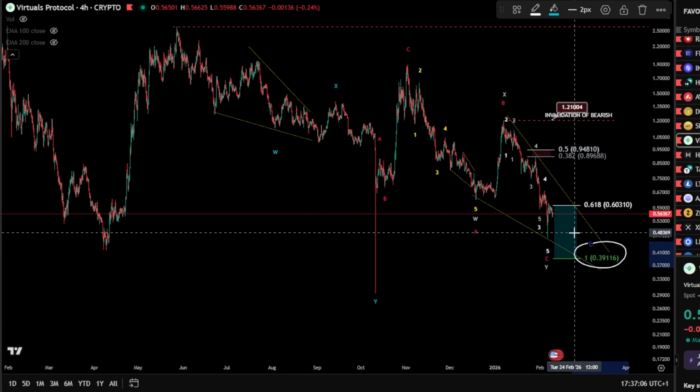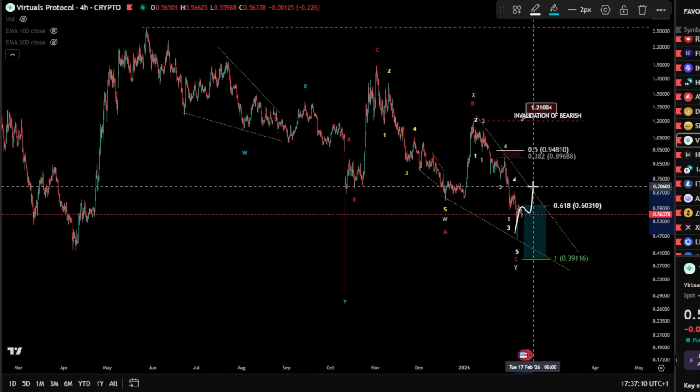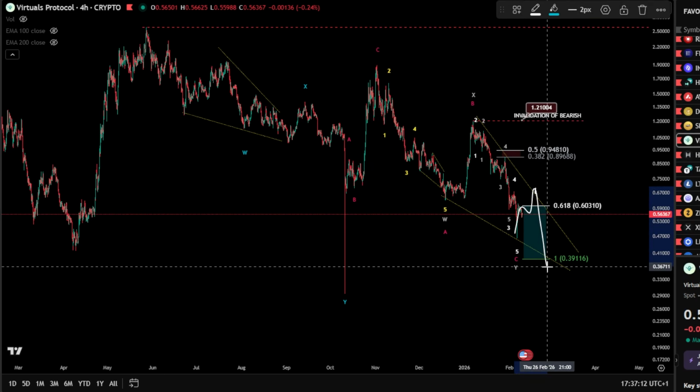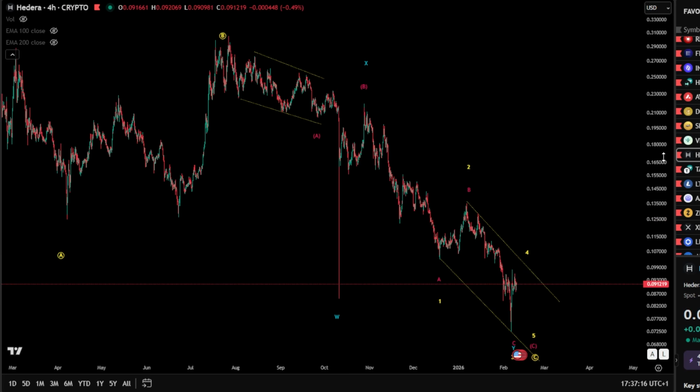0.40 is to be watched, of course. And I'm expecting a little bit of a push toward the upside in a wave 4 in case we see higher prices. But at the end, one more low will probably be taken here.